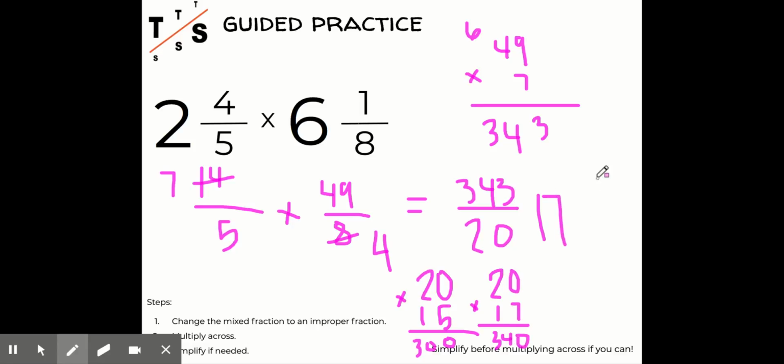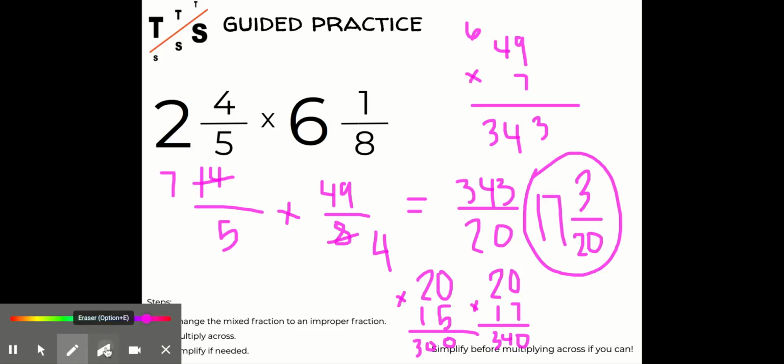343 minus 340 is 3. That becomes my new numerator, and my denominator is 20. So 3/20ths can't be simplified, so my answer is 17 and 3/20ths.